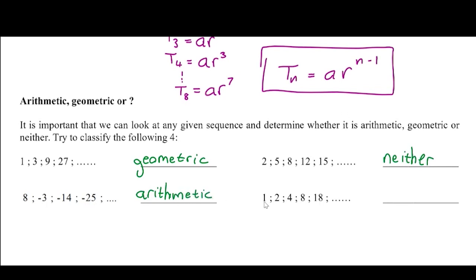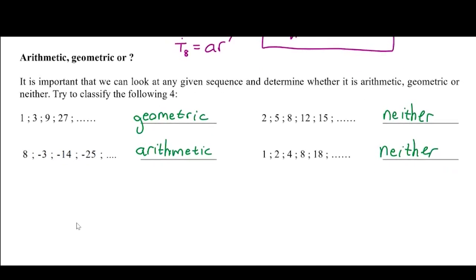And then this last one is looking good for a geometric. 2 divided by 1 is 2, 4 divided by 2 is 2, 8 divided by 4 is 2, 18 divided by 8 is not 2. Had this been 16, it would have been geometric, but in fact this one is neither. You could make up some more examples in the space at the bottom of the page there.